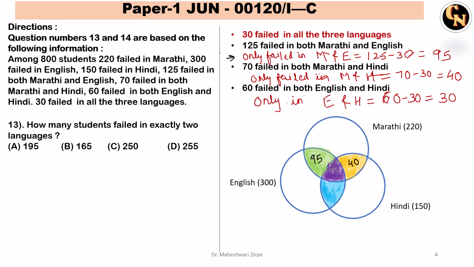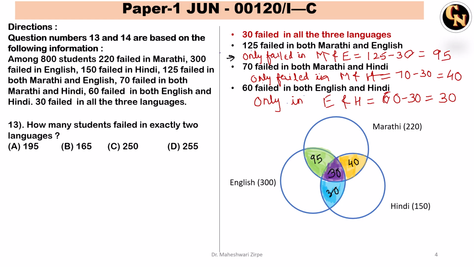Similarly, the blue color will indicate what? English and Hindi, that is 30. So this will indicate 30 students who have failed in English and Hindi, whereas the purple color which is there in the center indicates what? 30 students who have failed in all three subjects. Okay, now let us see what else they have given us.